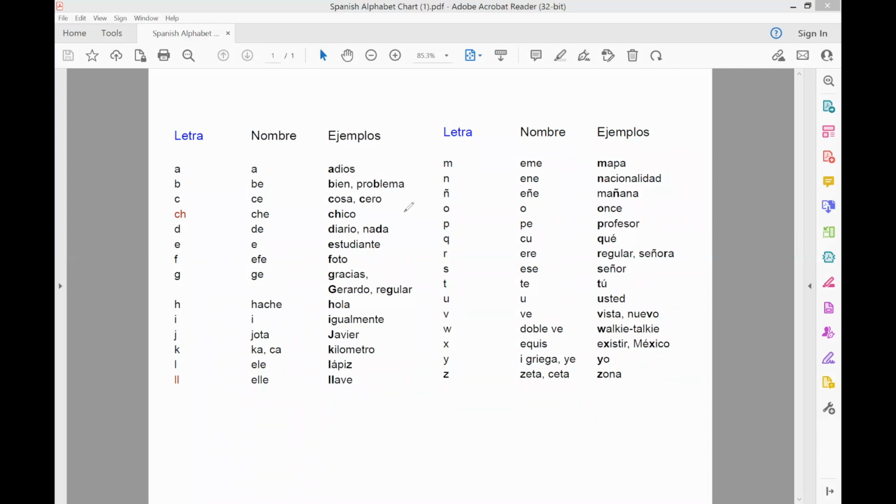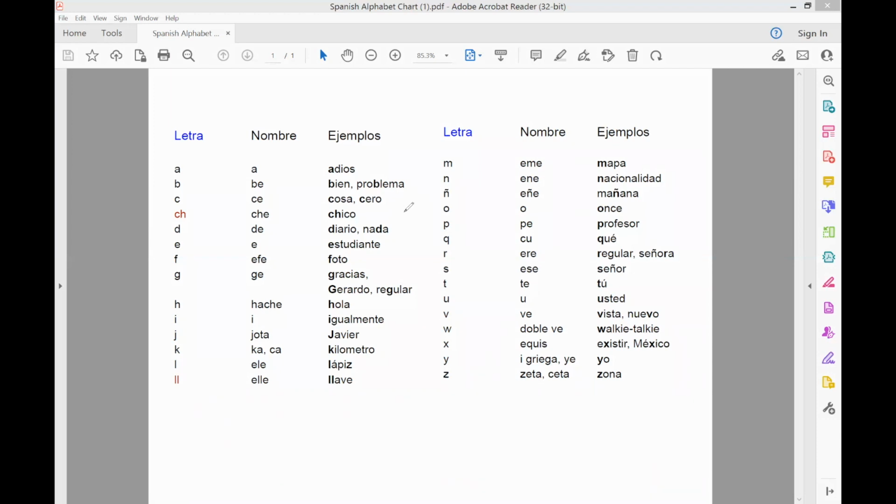Estudiante. F. Foto. G. Gracias. Gerardo. Regular. So the G, we also have a hard G before A, O, U and a soft G before I, E. Let's keep going. Repite. H.